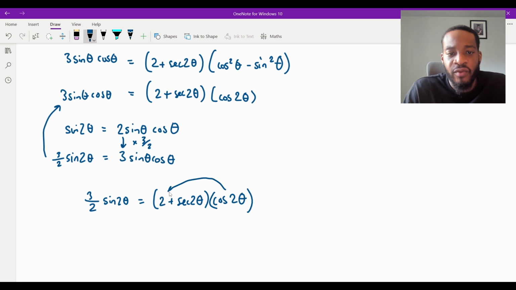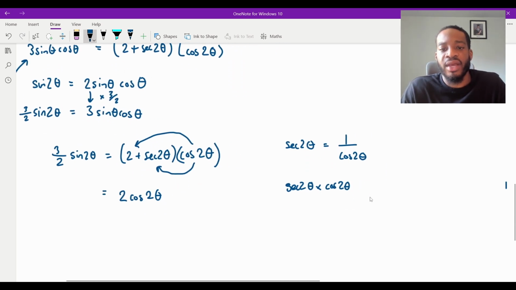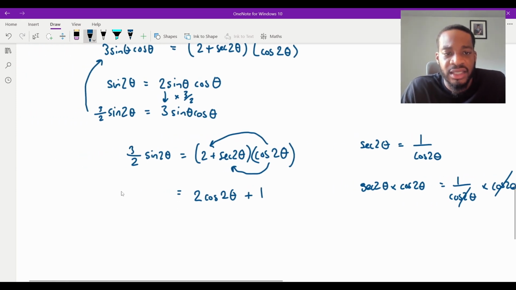If I do that and that, that will give me a 2 cos 2 theta. And then if I do that and that, remember sec is 1 over cosine. So when I do sec 2 theta, this is 1 over cos 2 theta, isn't it? So if I do sec 2 theta times cos 2 theta, that is literally just the same as doing 1 over cos 2 theta times by cos 2 theta, and they cancel, right? So you're left with 1. So these two is just going to give me 1, isn't it? Yeah? And then obviously we get this now.